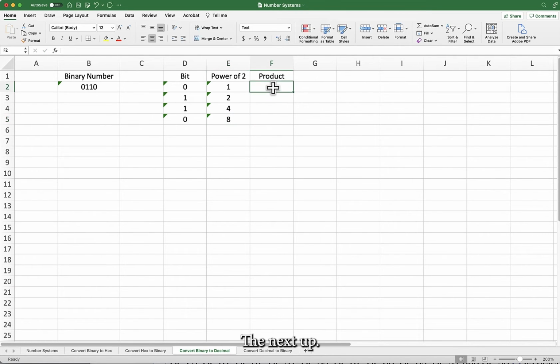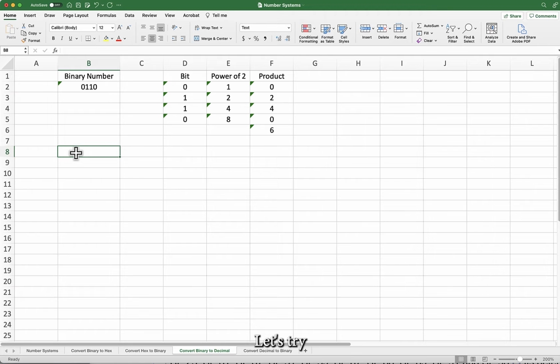The next step is we're going to take the product. 0 times 1 is 0. 1 times 2 is 2. 1 times 4 is 4. And 0 times 8 is 0. And I'm going to sum these up and get a 6 as the result. So 0, 1, 1, 0 becomes a 6.